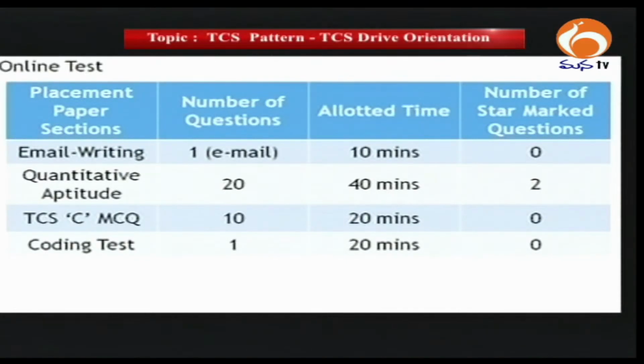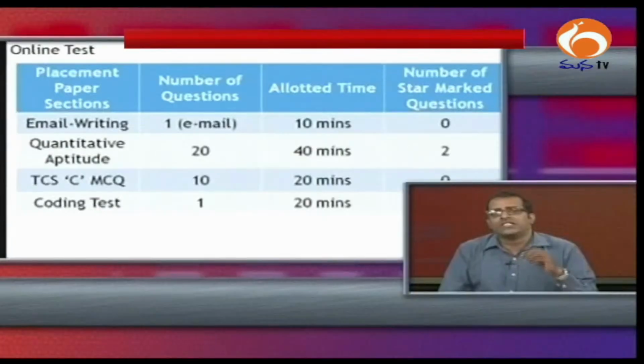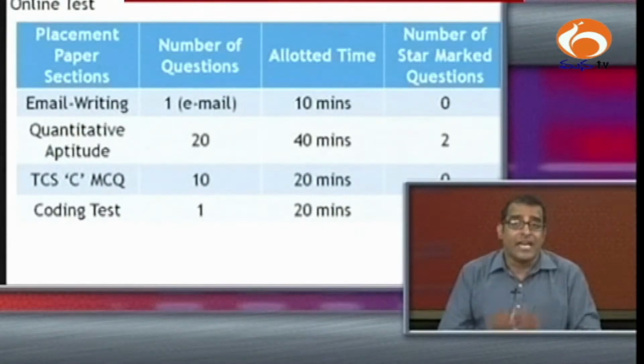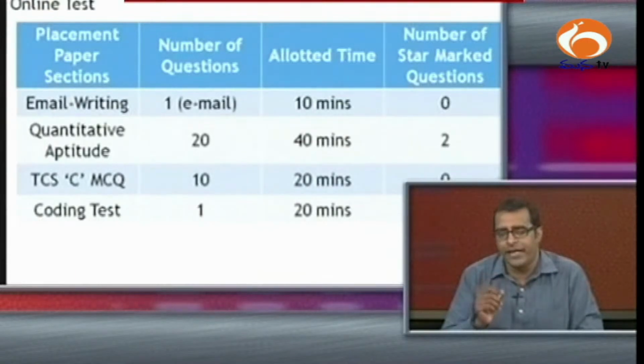All right, let's begin. So you will have email writing. Essentially what happens in email writing is you will be given a particular topic and you need to write an email which is absolutely relevant and related to that particular topic. It's very important. You need to understand why this is very critical.